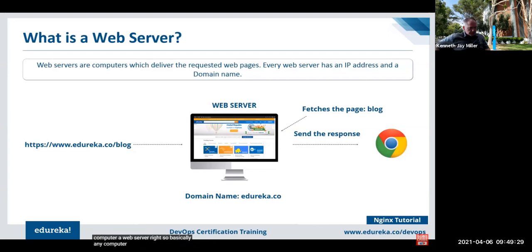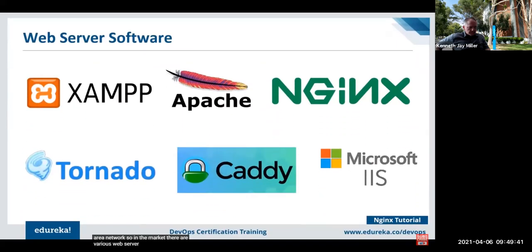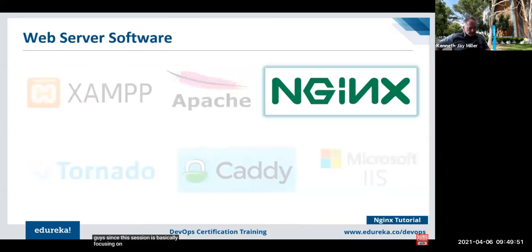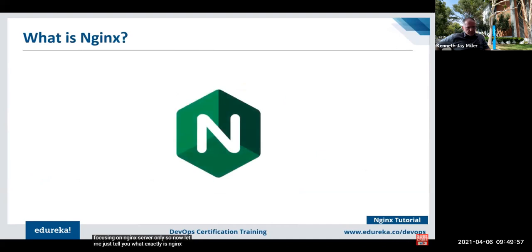So basically any computer can become a web server. If you want to make your computer a web server, you have to install server software and connect the machine to the internet, which is basically the global area network. In the market, there are various web server software such as XAMPP, Apache, Nginx, Tornado, Caddy, and Microsoft Internet Information Services, right? Since this session is focusing on Nginx, we'll mainly be focusing on the Nginx server only. So now let me tell you what exactly Nginx is.